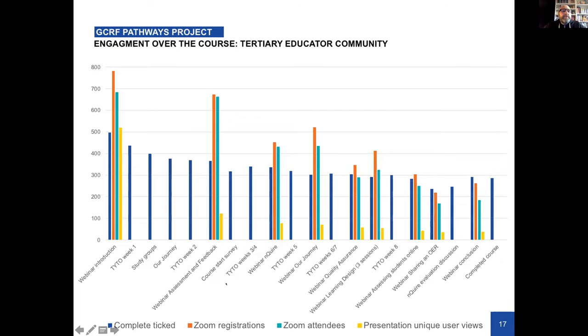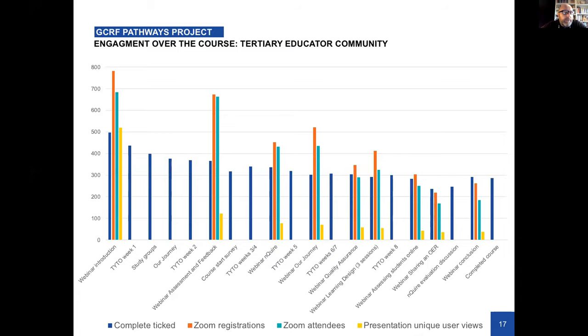So this chart shows you the pattern of activity over the initial presentation. The dark blue line is people going through and ticking the box each week, each activity, to say, yes, I've done this. You can see that they went from about 500 to just under 300 by the end. Those are the people who have been through everything and ticked the boxes to say, yes, I've read this, I've done this activity, and so on. This is for the tertiary education course.